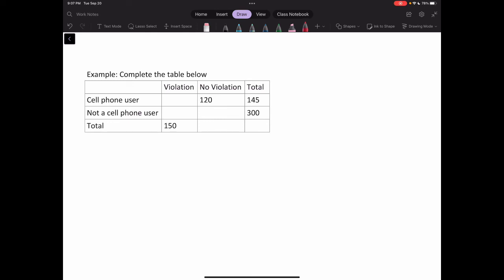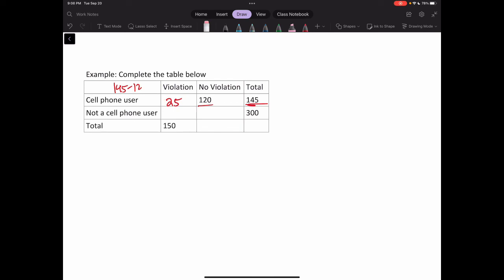So let's see here. We have a contingency table. We're back to cell phone users versus whether or not they got a speeding ticket. And we're asked to complete this table, right? So it's just like Sudoku or a little puzzle. Come across the cell phone user row. We know that there's a total of 145 cell phone users. 120 of them have no violation. That means if I take 145 minus 120, we get 25. You see that? So once again, that was found by taking 145 minus the 120. That's where that came from.